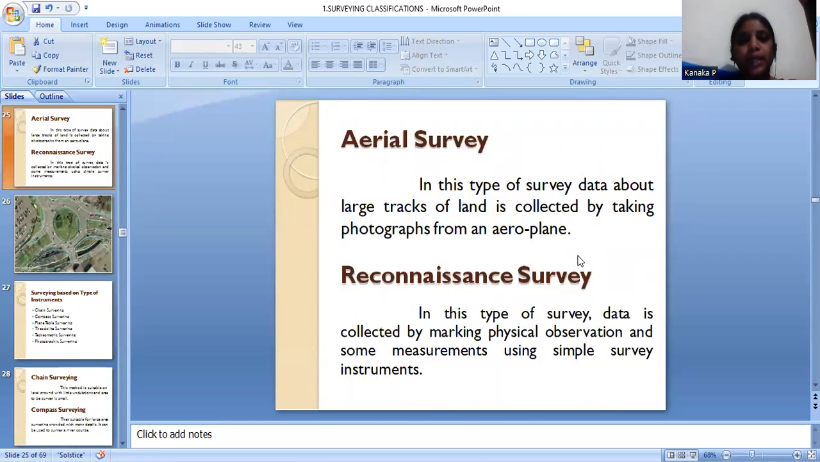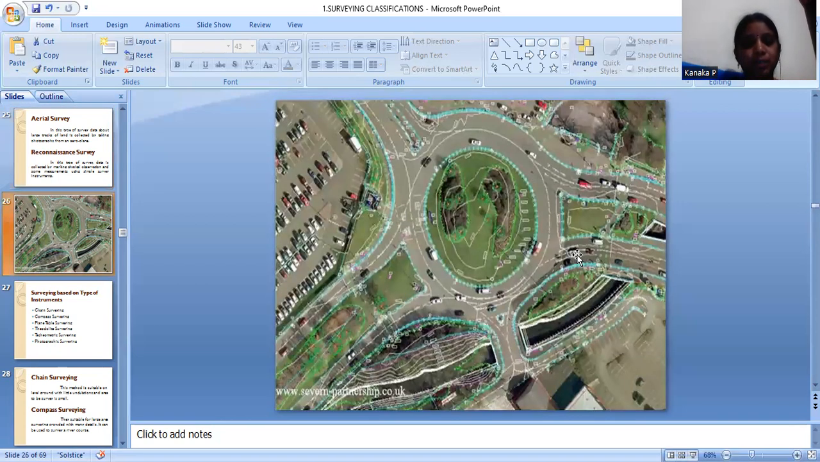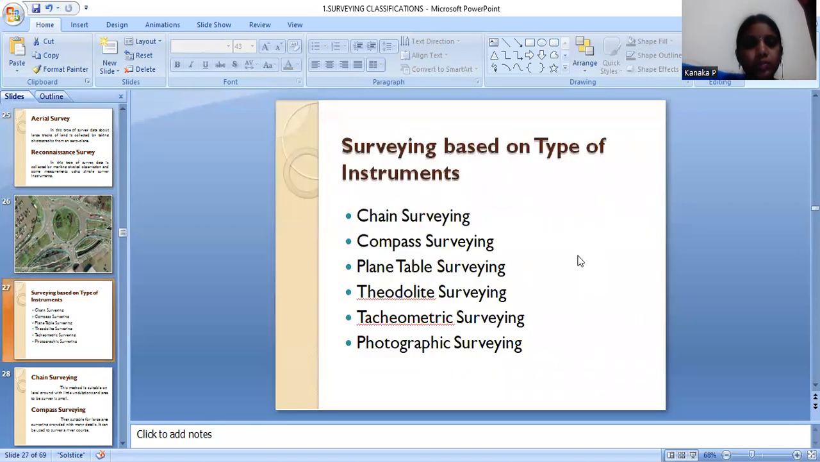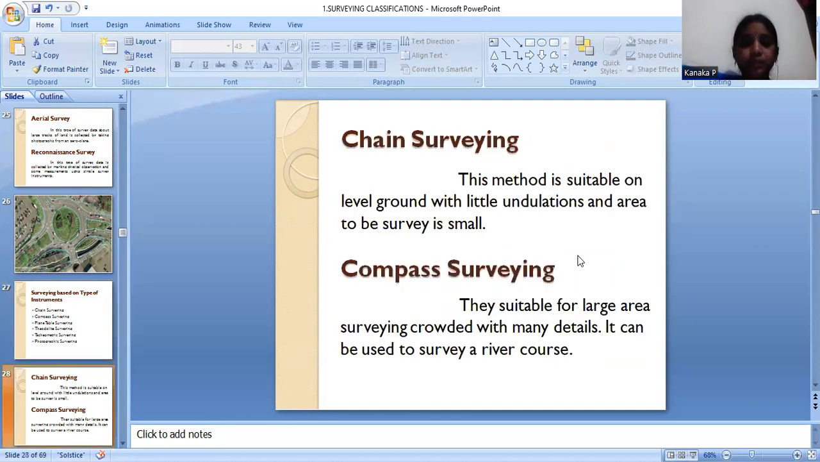Aerial survey is data collected from photographs taken from an aeroplane. And then reconnaissance survey. This is physical observation and some measurements using simple survey measurements. Next one is surveys based on type of instrument: chain survey, compass survey, plane table surveying, theodolite surveying, tachometric surveying, photographic surveying. So the first one is chain surveying.